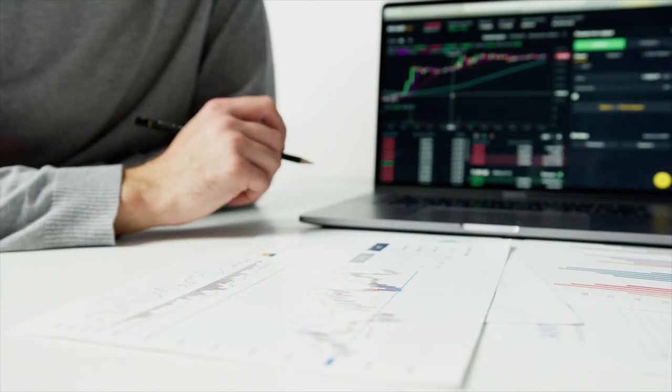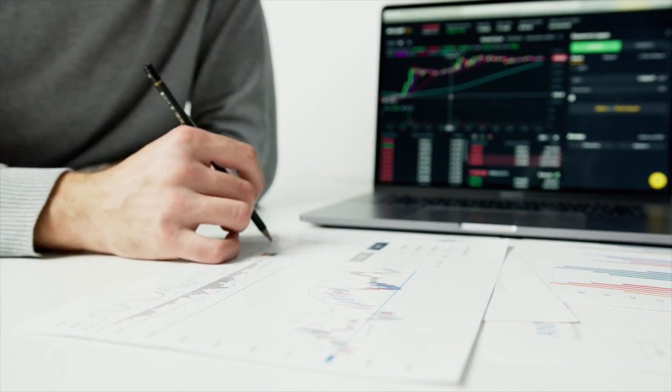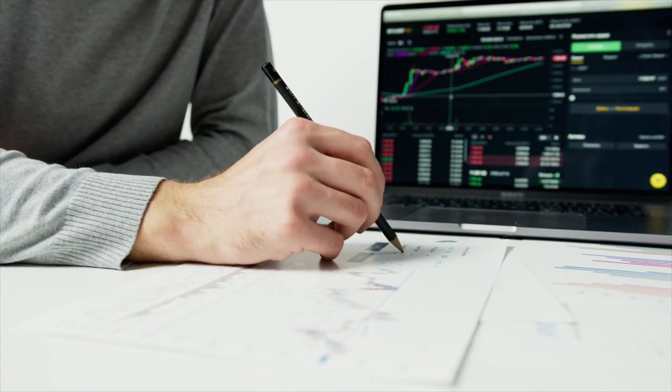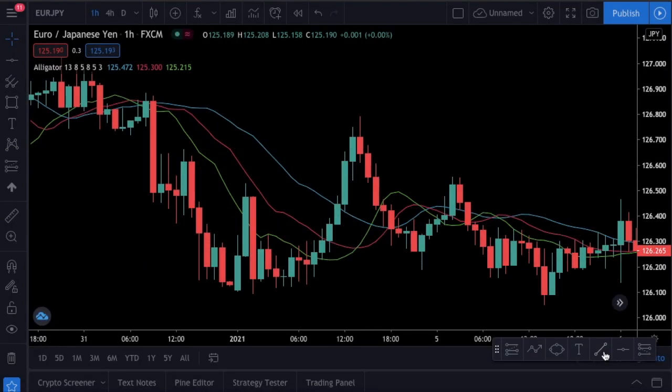Now I am going to show you the second strategy you can use with the Williams Alligator indicator. It is an easier strategy, so you will not need a cheat sheet for this one. I will try to explain it with just 2 examples. First, let's look at a long setup. The green line must be at the bottom for the long entry. As you see here, it is at the bottom.